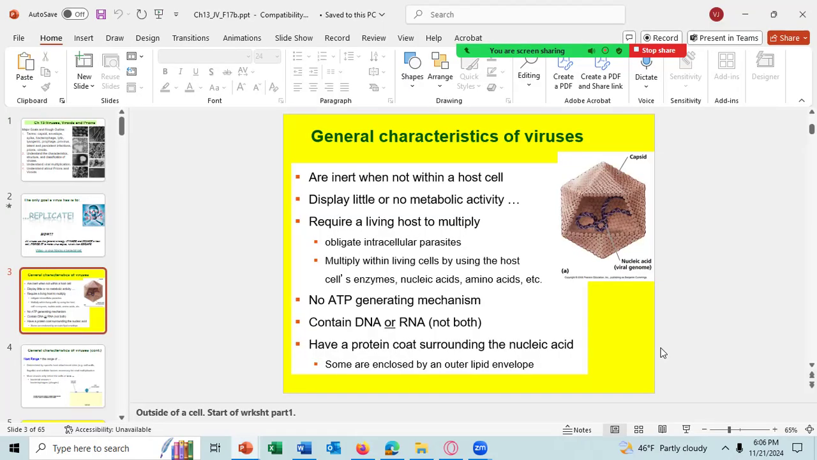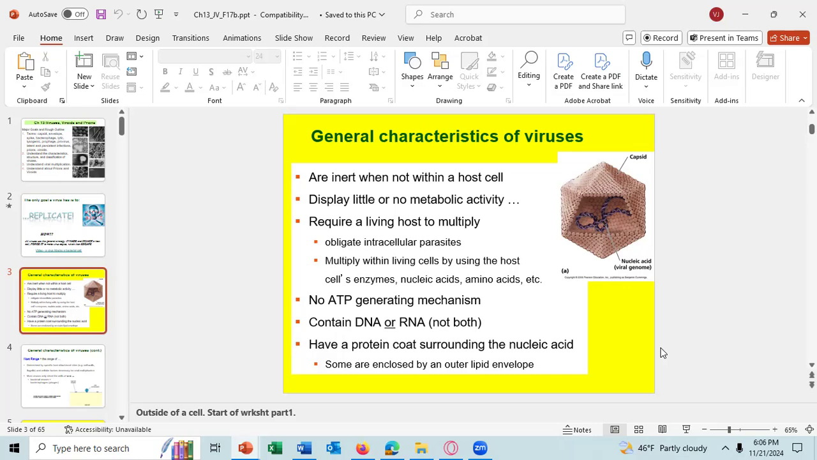Here are some general characteristics of viruses. Viruses are inert when they are not within a host cell. Viruses display little or no metabolic activity outside of their host cell. You can talk about whether viruses are alive or not. That is an argument we're not going to get into, but they do not have metabolism outside of their host cell. Inside of their host cell is the only time a virus has metabolic activity.